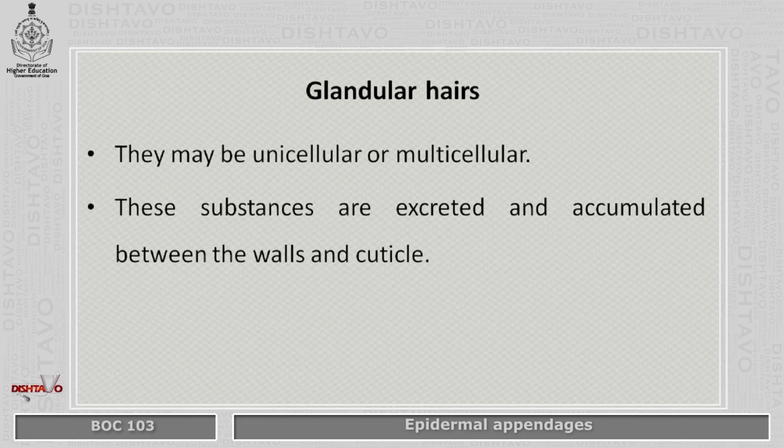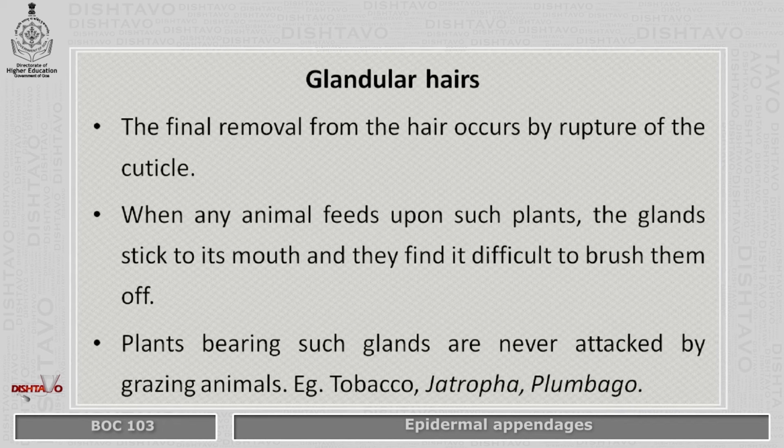Now these glandular hairs may be unicellular or multicellular in nature, and these substances which are secreted and excreted are accumulated between the walls and the cuticle. The final removal from the hair occurs by rupture of the cuticle. So when an animal feeds upon such plants, the glands stick to their mouth and they find it very difficult to brush them off. So plants bearing such glands are never attacked by grazing animals. Examples: tobacco plant, jatropha plant and plumbago plant.